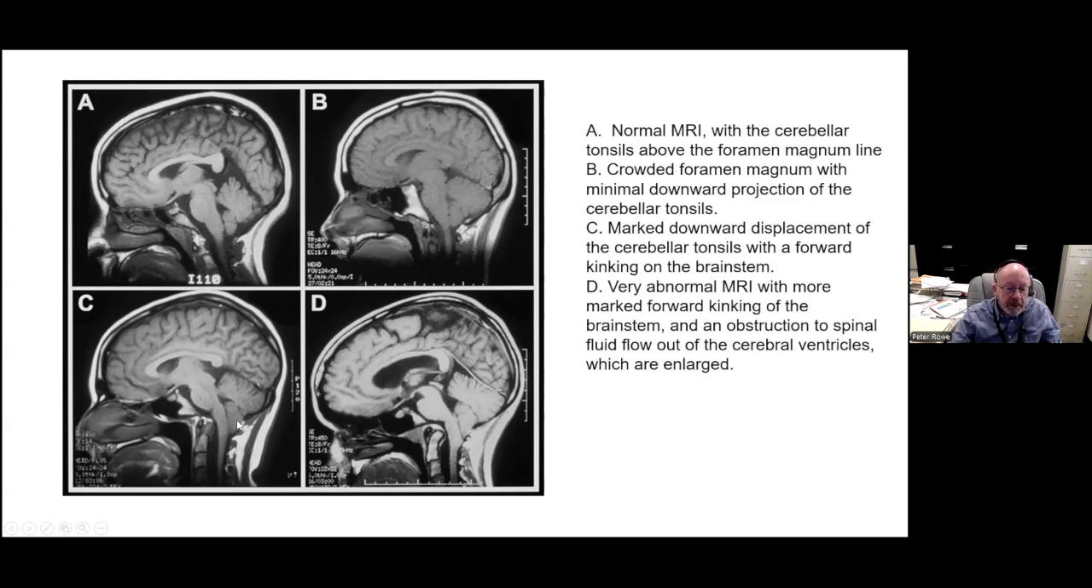Triangulated down below the foramen magnum, which is here, and she's even got this bend forward, almost what's called basilar impression of the brainstem that adds tension through the spinal cord. Panel D is the most extreme example of an abnormal MRI that I've seen in my career.